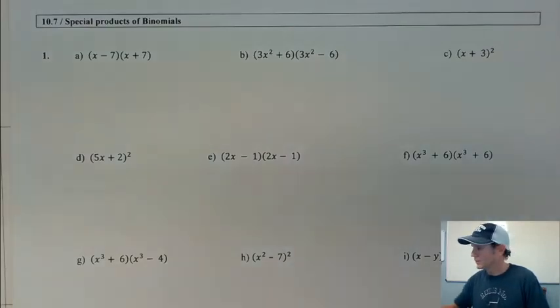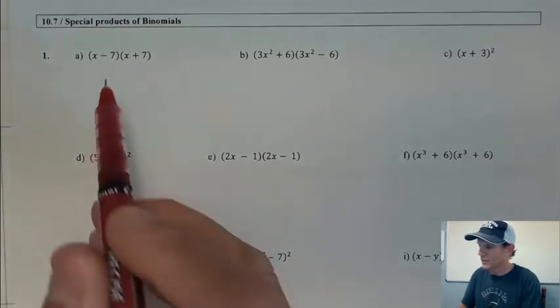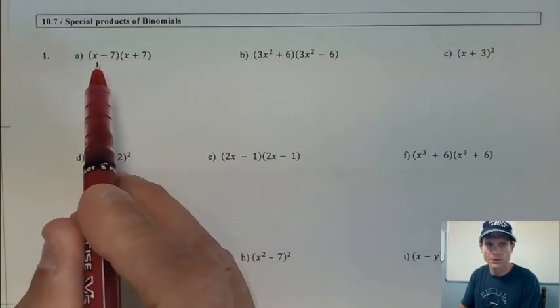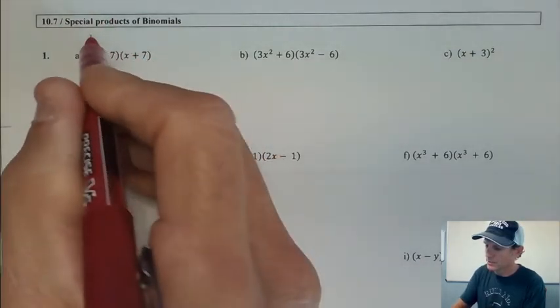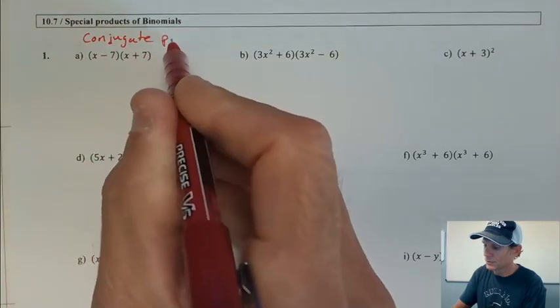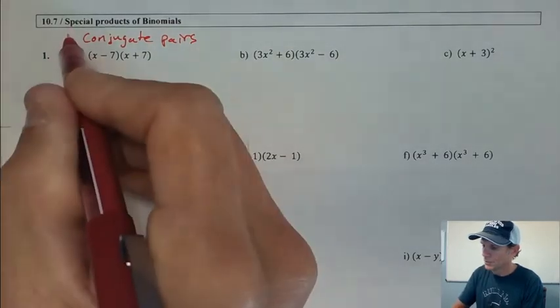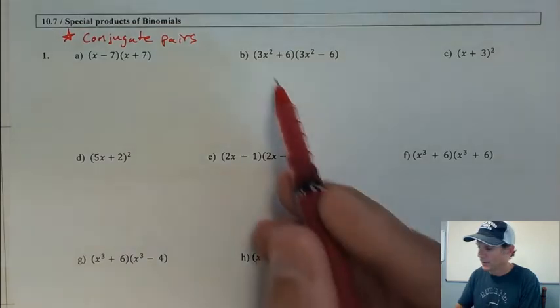All right, looking at 10.7, we're still multiplying polynomials, but they group some of these multiplication problems into a section called special products of binomials. So when you look at A here, you'll notice that these binomials look very similar, except the sign in the middle is different. When you spot this, those are called conjugate pairs. I'm going to put a little star next to that, and we're going to look over each of these.